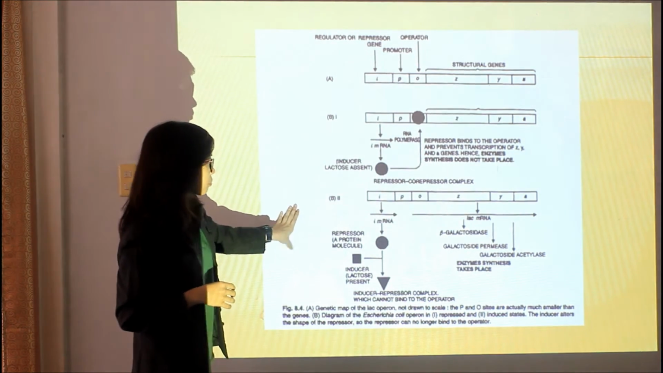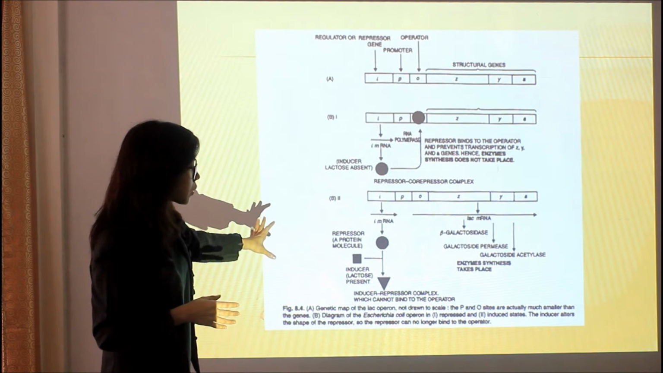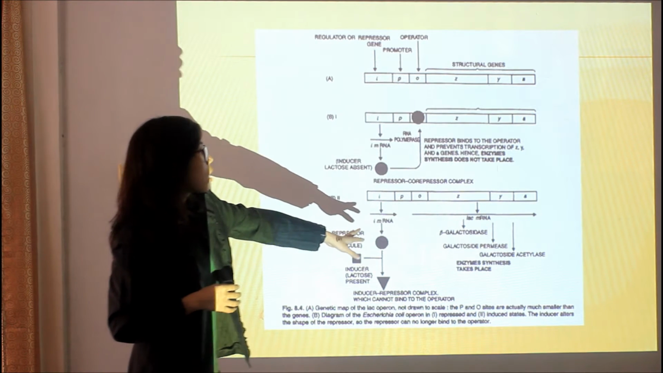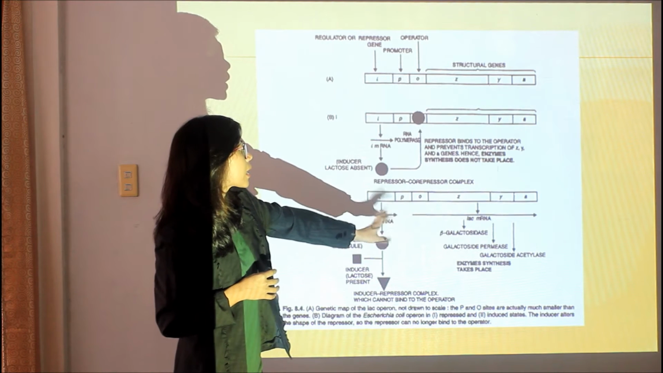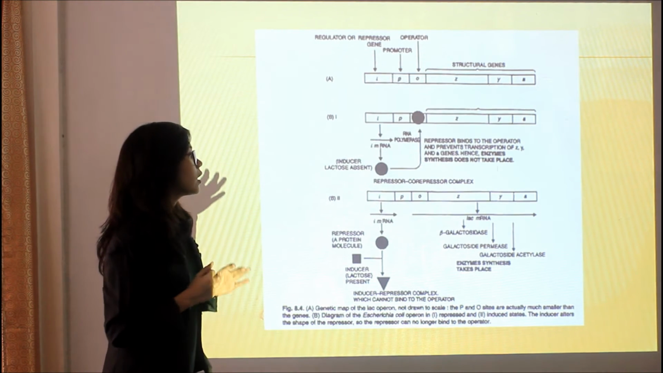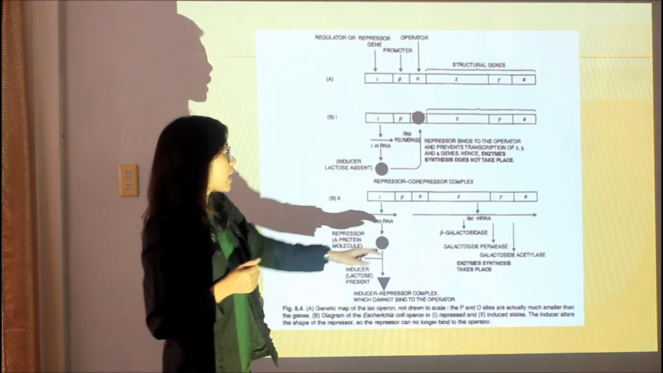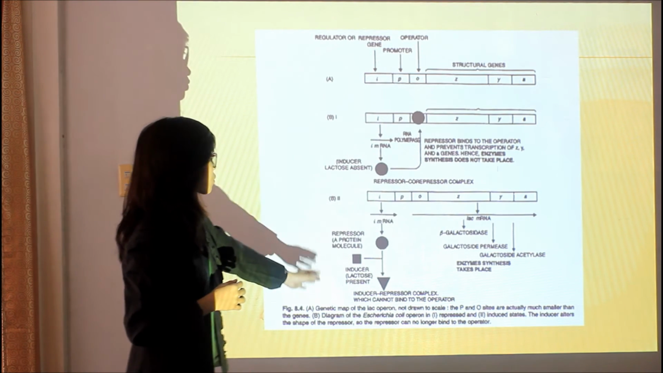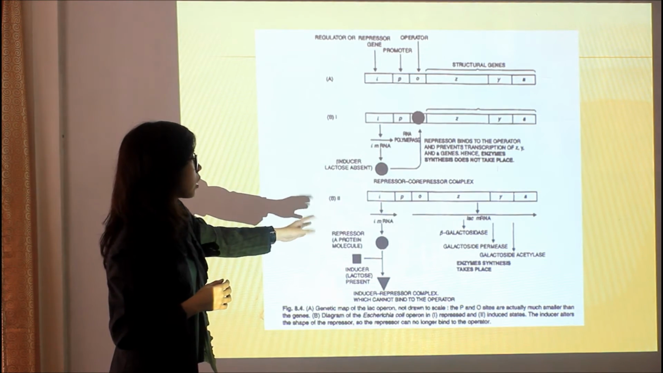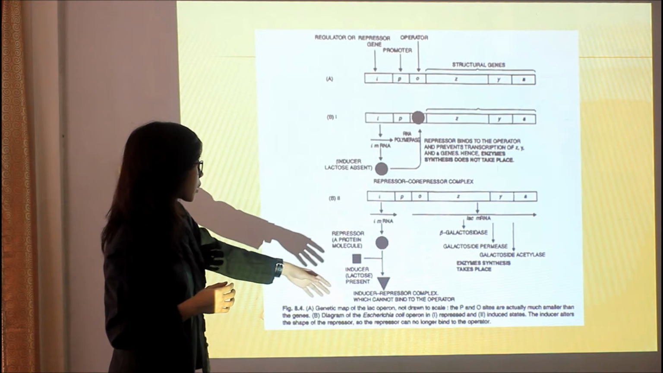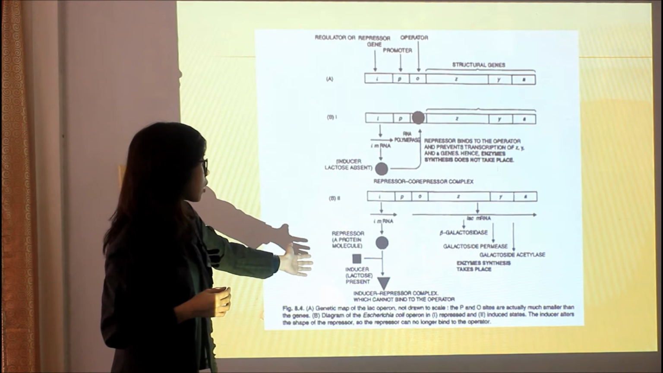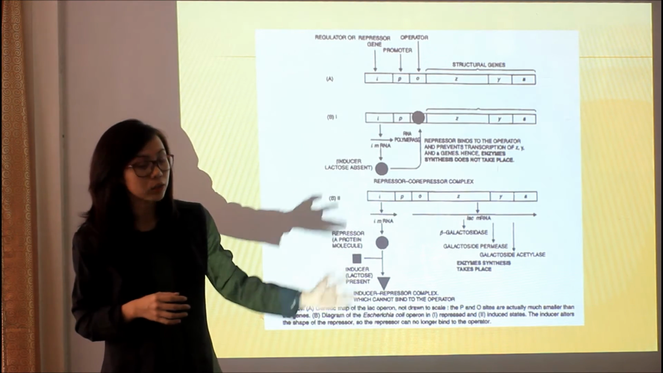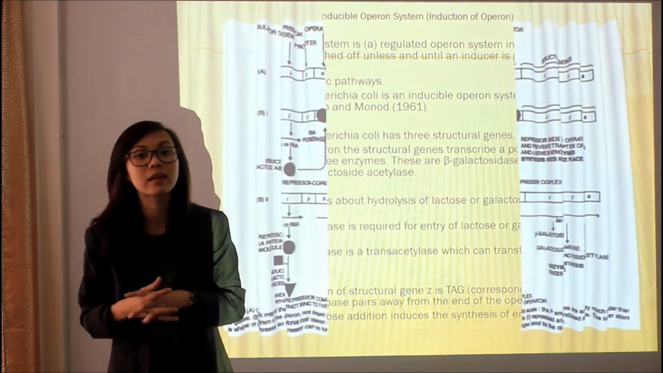In this site, as I said a while ago, it is induced. So the structural genes produce beta-galactosidase, galactoside permase, and galactoside acetylase. Enzyme synthesis takes place. So there is no binding to the operator, and the inducer-repressor complex cannot bind to the operator. That's why the enzyme synthesis takes place.